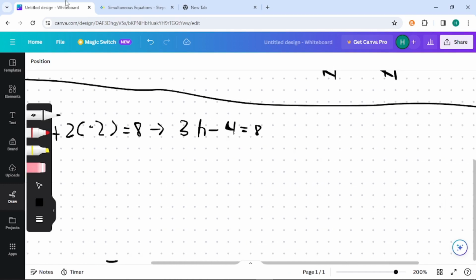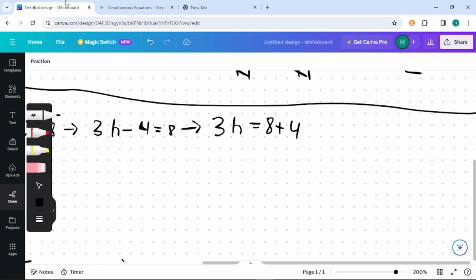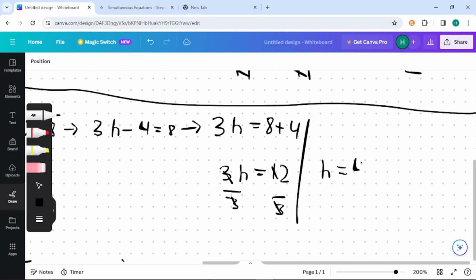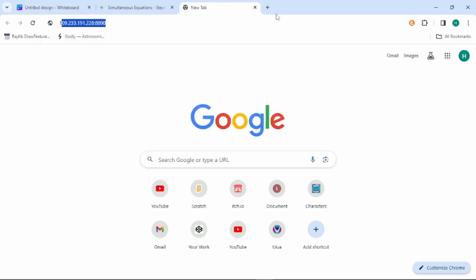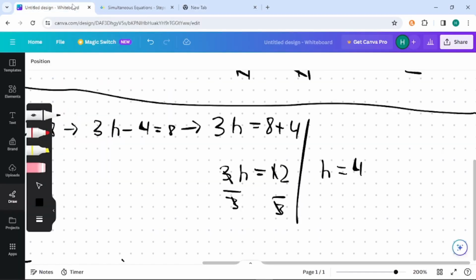Now I will move 4 to the other side. 3h equals 8 plus 4, and 8 plus 4 is 12. So this is going to turn into 3h equals 12, and then I can divide both sides by 3, which will give me a value of h equal to 4. Let me just double check. h equals 4.